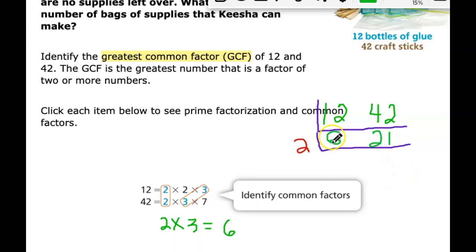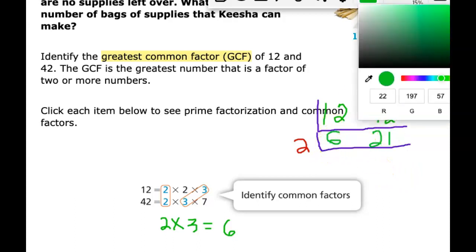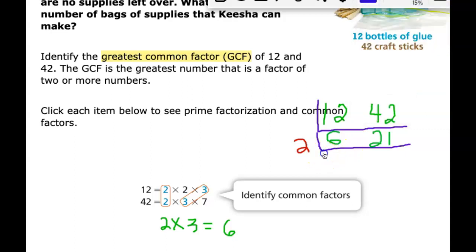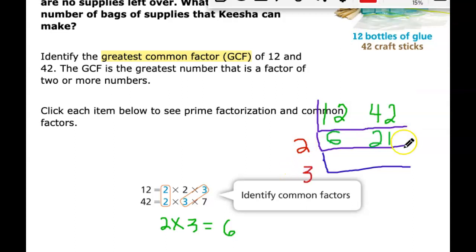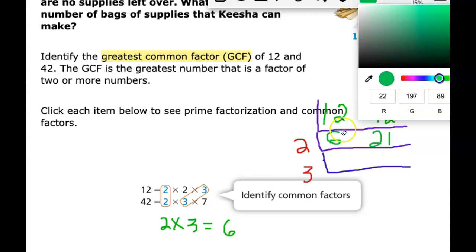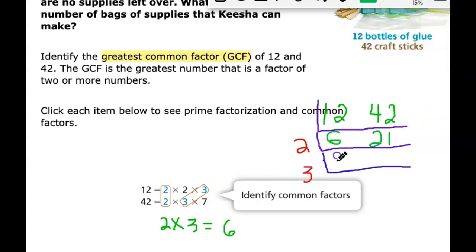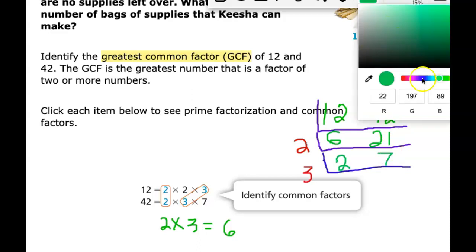And then I look again, 6 and 21. What is the greatest common prime factor between 6 and 21? Shin said 3. So now I could divide again. 6 divided by 3 gives us 2, right? And then 21 divided by 3 gives us what? Gives us 7. Yes, that's correct. Now if you look at 2 and 7, is there any other common factor between the two? There's no more, right? No more.